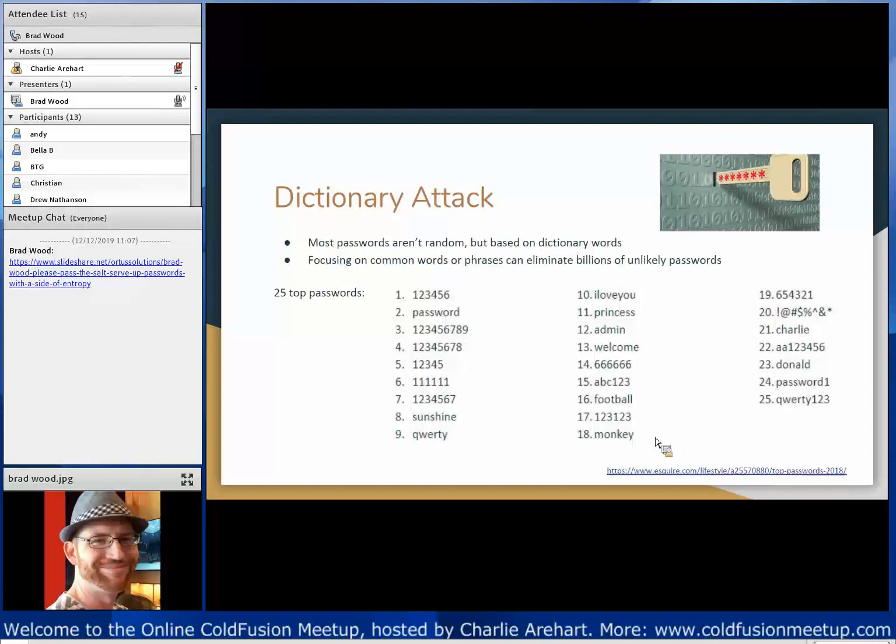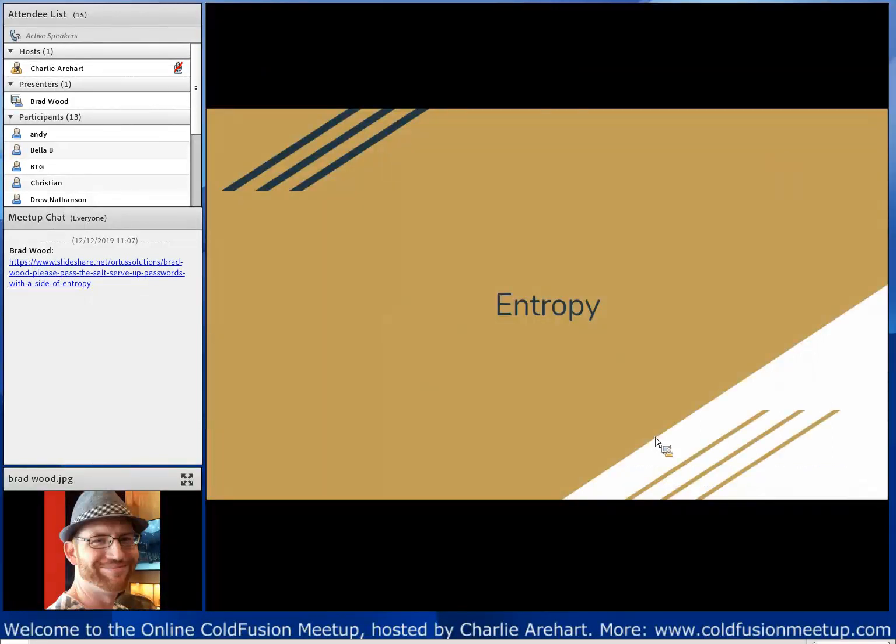They start with things they know people are going to use, and that makes their life even easier because now they don't have to do every single possible combination of the alphabet. They can start with these really common ones and get a very high percentage of hits. And that leads us into entropy.